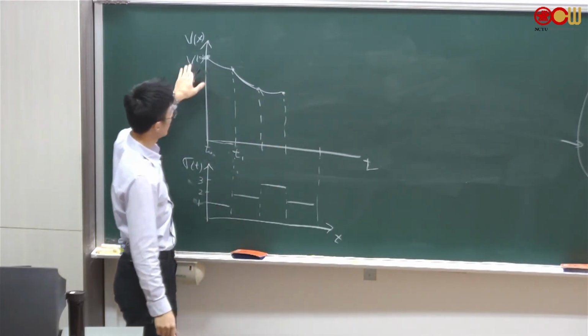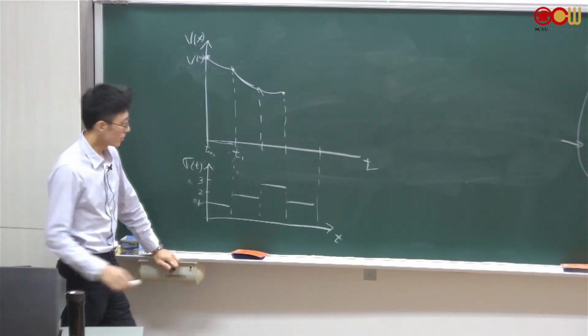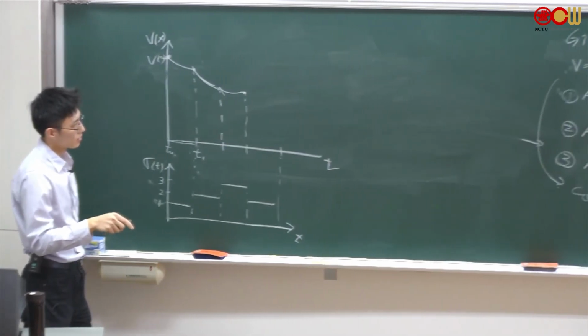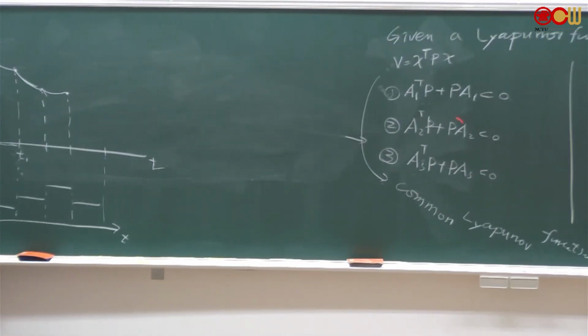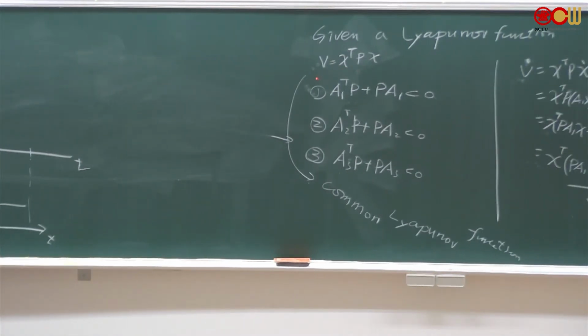So eventually V goes to 0. Okay, so that's why this is the condition to find P, and P defines the Lyapunov function. We call it a common Lyapunov function because there's only one Lyapunov function for multiple systems.